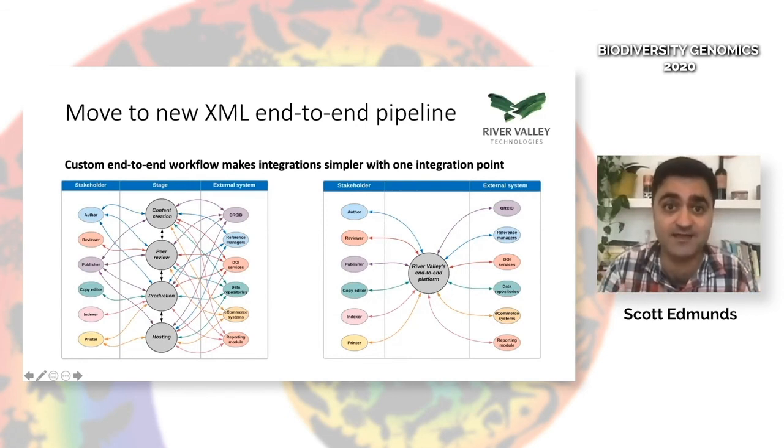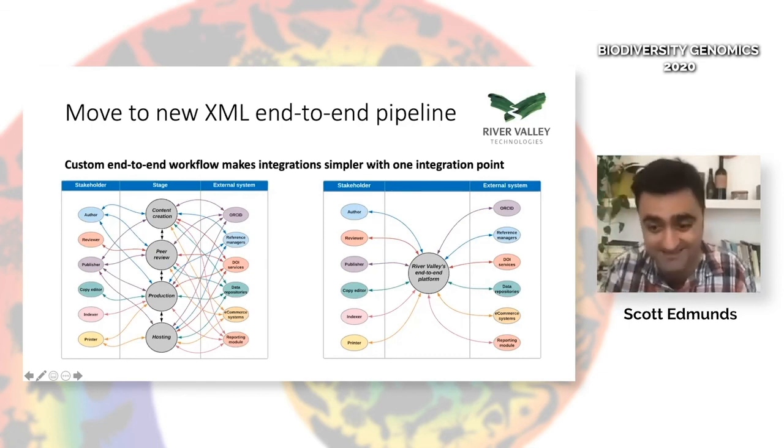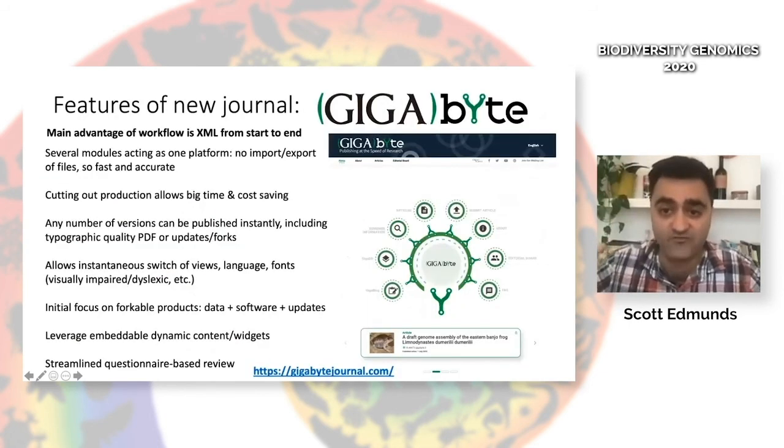We decided to start working on a new publishing project, working with River Valley Technologies, who've built this amazing XML end-to-end pipeline. Having everything in one pipeline makes integrations a lot simpler. You don't get this kind of API spaghetti. And doing everything in XML on one platform means there's no import-export of files, so it's faster and more accurate.